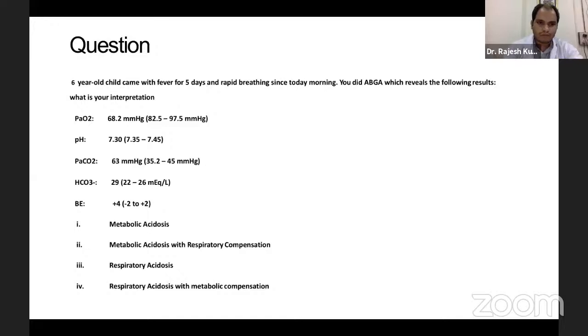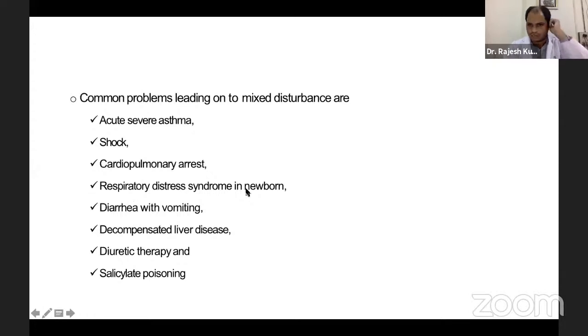Another question is this simple. This is a 6-year-old child with 5 days of rapid breathing since this morning. You did an ABG and these are the results. What would be the diagnosis? You can write it down in the chat box. We'll discuss these questions at the end.